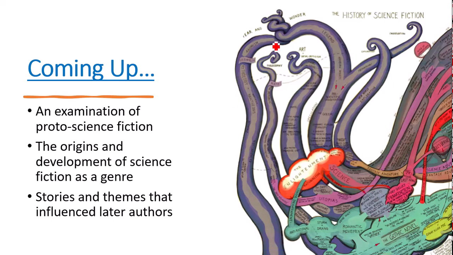We're going to look at proto-science fiction. We're going to talk about the origins and development of science fiction as a genre, and we will look at those stories and themes and how they influenced later authors. So the first 3 works that I talked about, New Blazing World, Frankenstein, and A True History, I'm giving you excerpts from, and we will give you a brief summary of those excerpts and then kind of dig into some of the issues and themes and all of that.